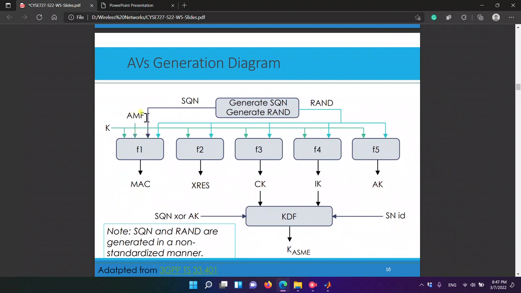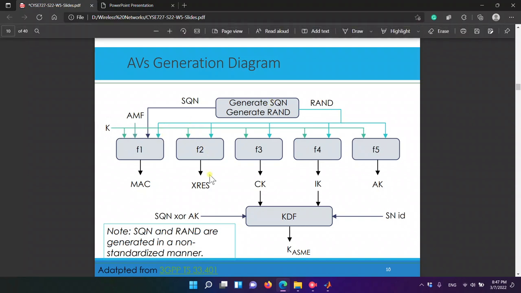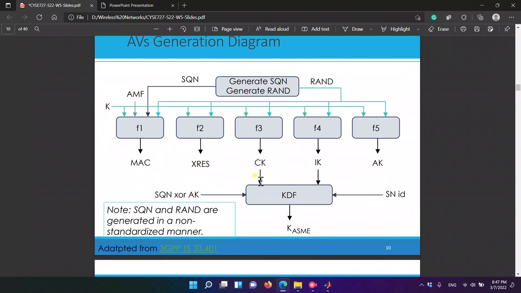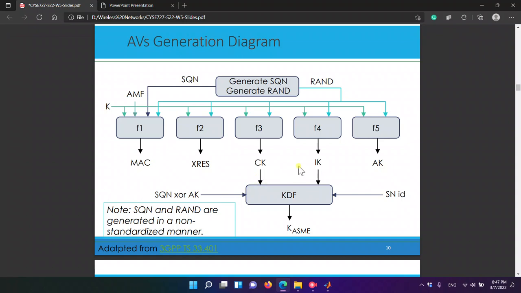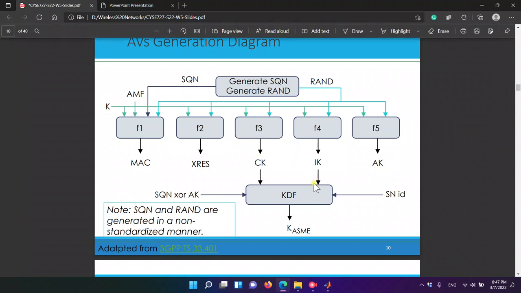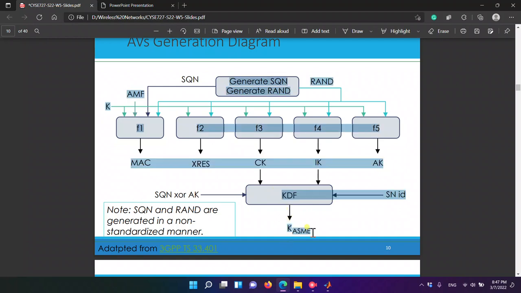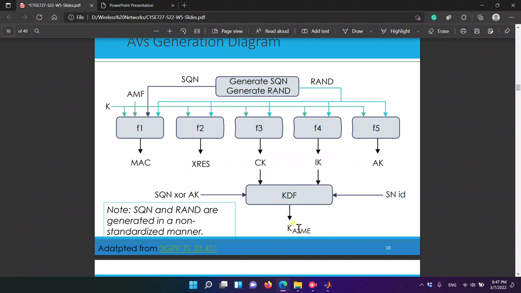So we have function 1, but it is the one that has an extra input, which is the sequence number and the authentication management field. All the others just use the random number and the key to generate the expected response, cipher key, integrity key, and the anonymity key. So here we have three keys. We use this fourth, this is the fourth. So we use the cipher key and the integrity key to actually generate a K, which is ASME.